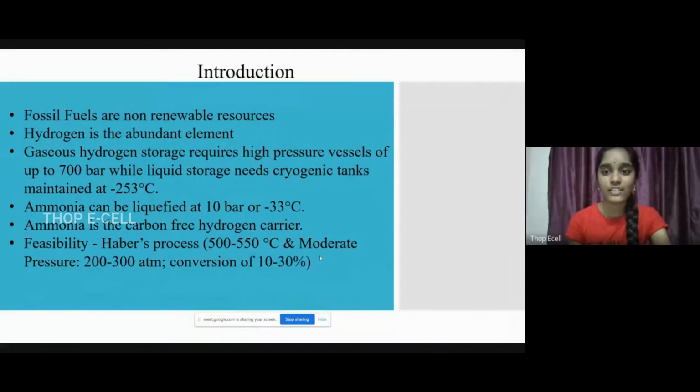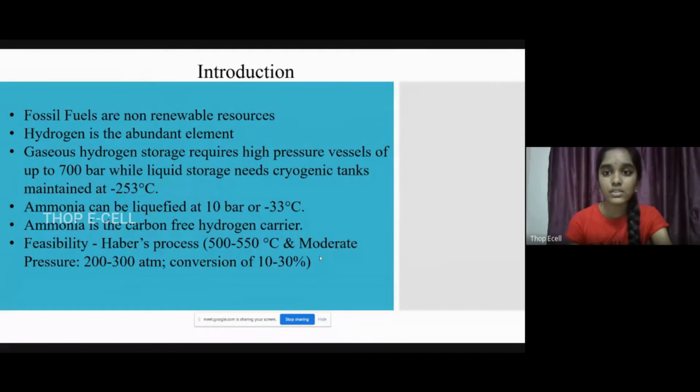Fossil fuels are non-renewable resources. They are not going to be available after a few generations. With changing seasons, the production of energy from fossil fuels is not consistent. Now, there comes the special attention towards resources like hydrogen. Hydrogen is an abundant element. Hydrogen is used in fuel cells where the byproduct is water and the emission is zero.